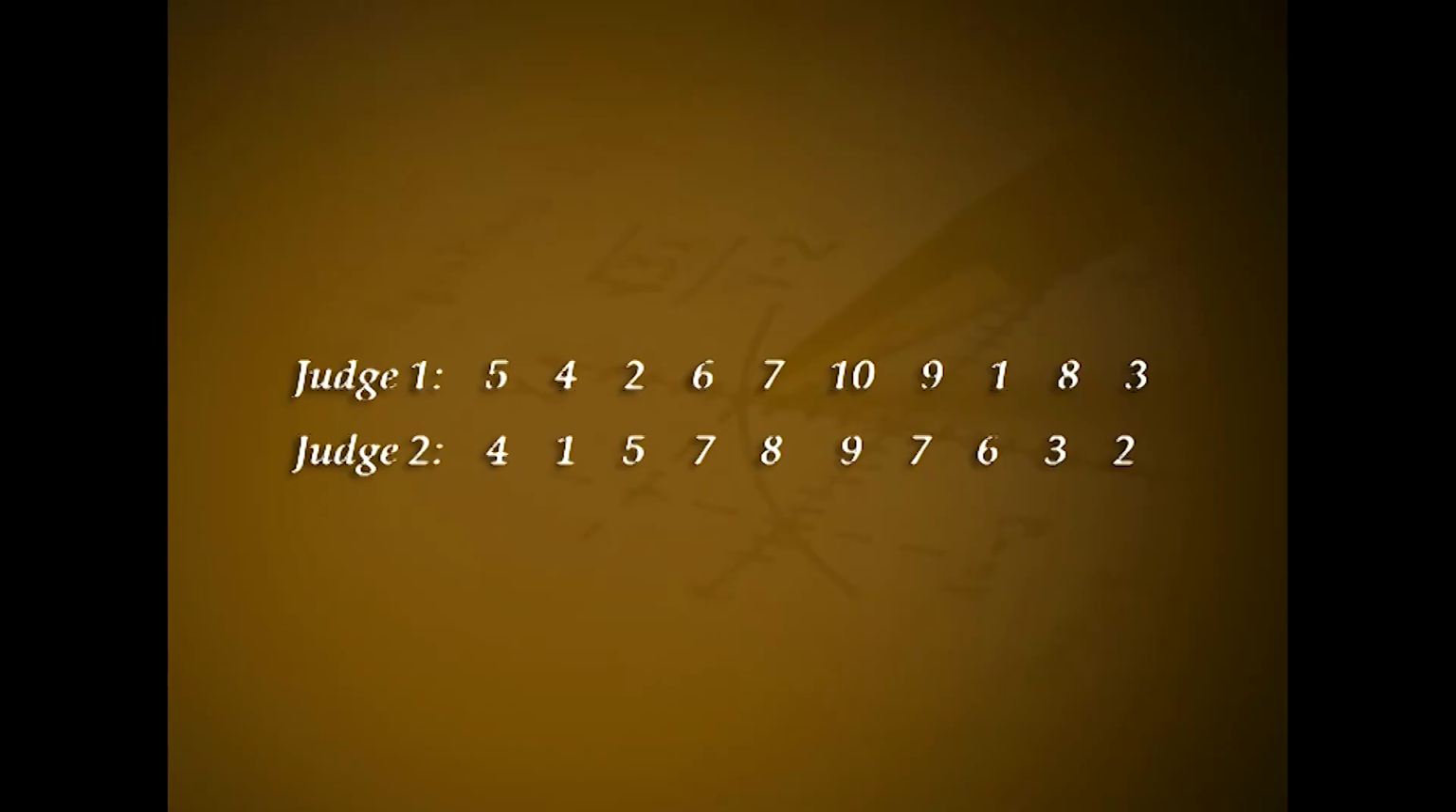Problem. The following are the ranks given by 2 judges for a competitor in a music competition. Are they like the same type of music? The ranks given by judge 1: 5, 4, 2, 6, 7, 10, 9, 1, 8 and 3. The ranks given by judge 2: 4, 1, 5, 7, 8, 9, 7, 6, 3 and 2. Solution. To find the correlation coefficient based on the ranks given by the judges, to find the relation of their liking to the same type of music.